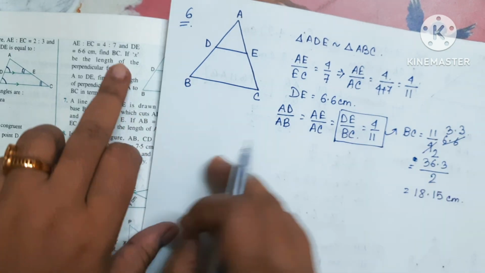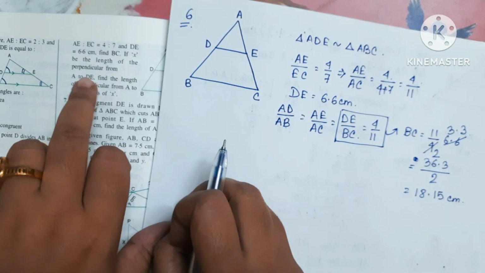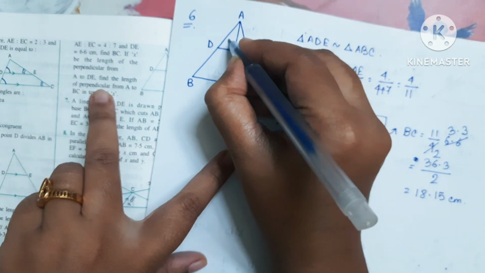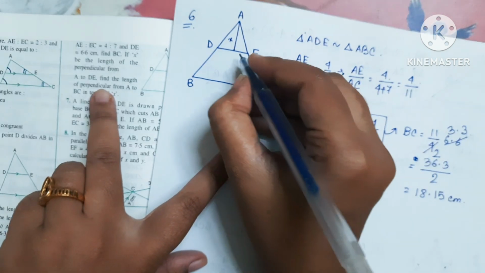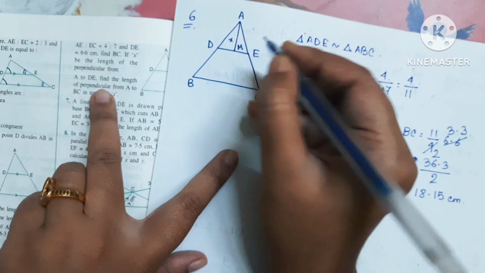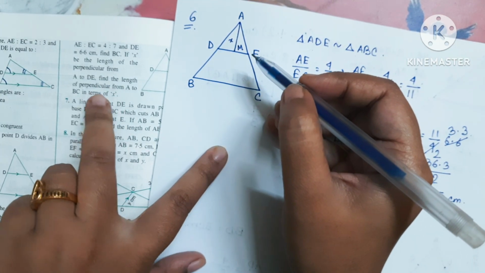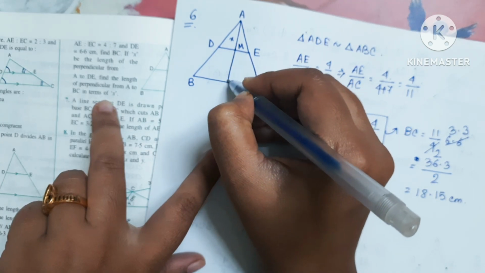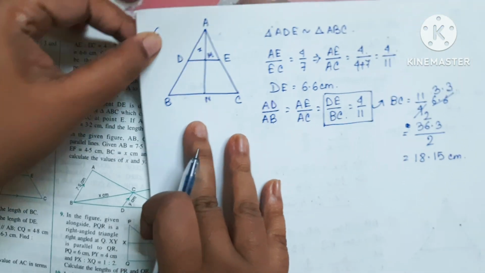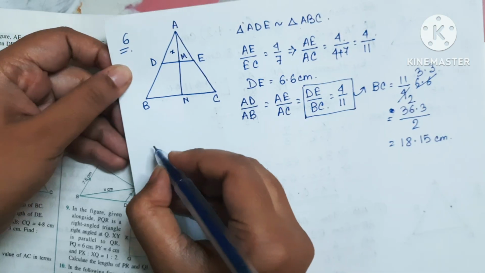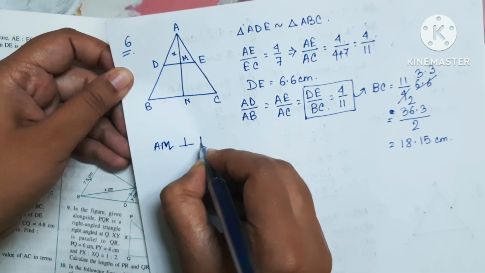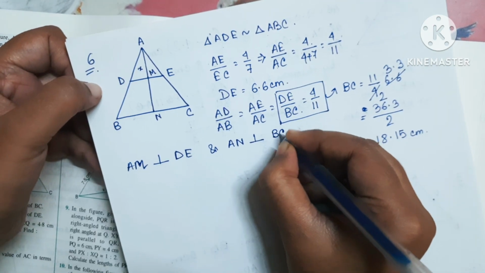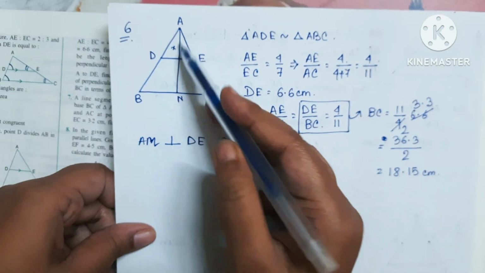Now see the question. If x be the length of the perpendicular from A to DE, so if you draw a perpendicular from A to DE, the length is x. You can rename the foot as M. And find the length of the perpendicular from A to BC in terms of x. So this is AN. By the drawing, AM is perpendicular to DE and AN is perpendicular to BC. So you have to find out the length of AN.